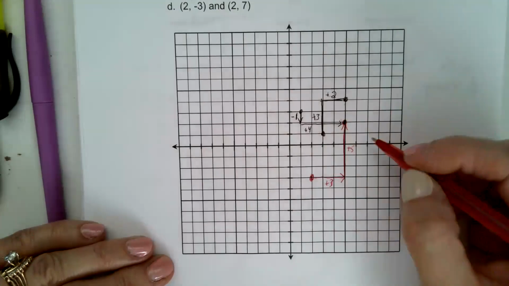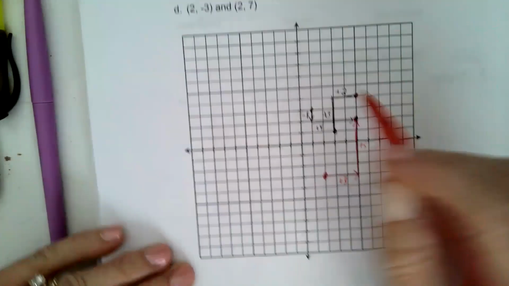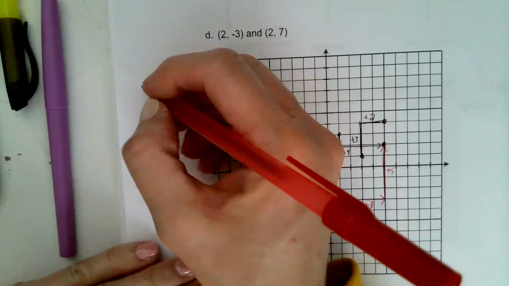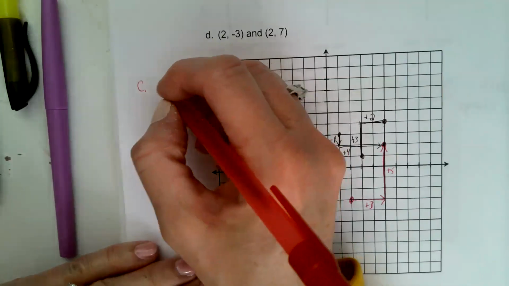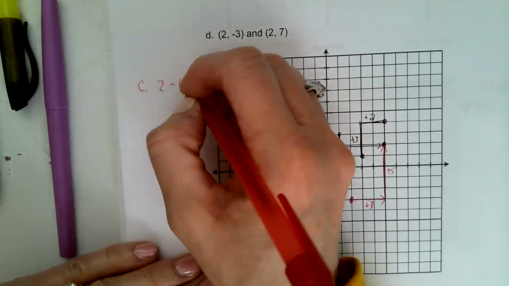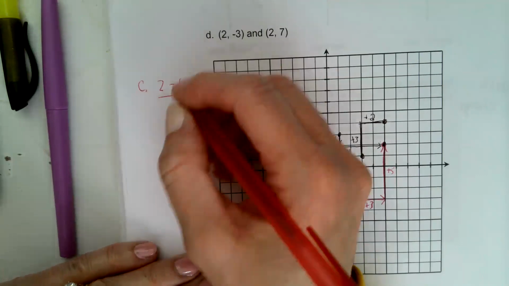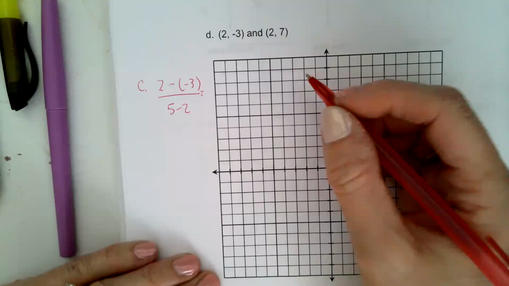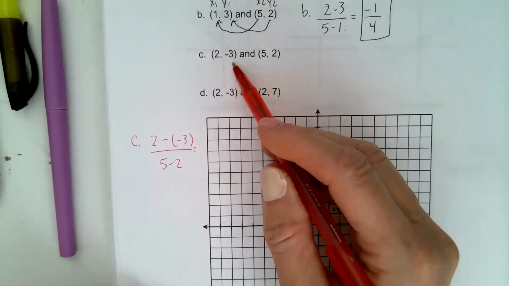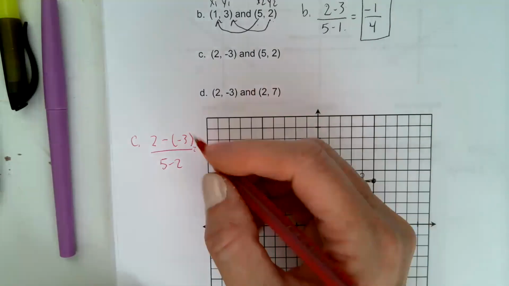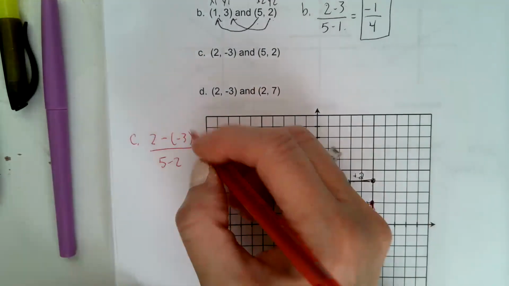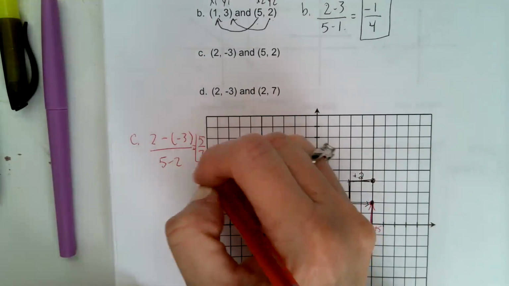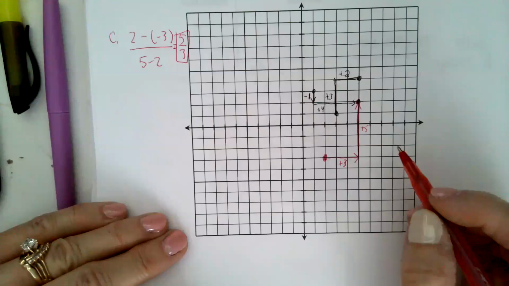Up 5. So my slope should be 5 over 3. So I'm going to show that here. For C, it is going to be 2 subtracting a negative 3 over 5 subtracting 2. So this becomes 2 plus 3, which is 5, over 5 subtracting 2, which is 3. So it's just like we said, 5 over 3.